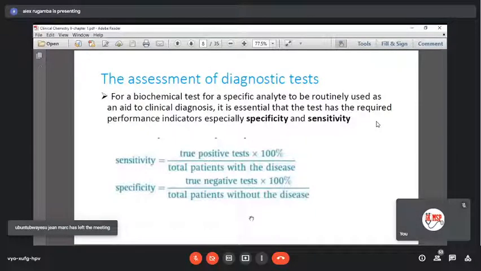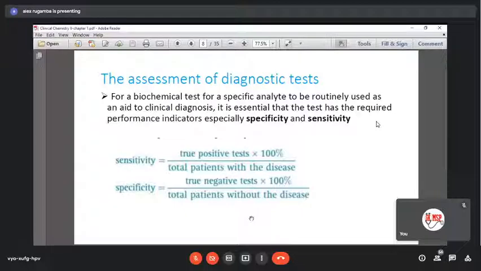So this is the assessment of the diagnostic test. For biochemical tests, for an analyte to be routinely used as an aid to clinical diagnosis, it is essential that the test has the required performance indicators, especially specificity and sensitivity. So here is how to calculate the sensitivity of a test. You take the true positive tests, multiply by 100, and divide by the total patients with the disease.